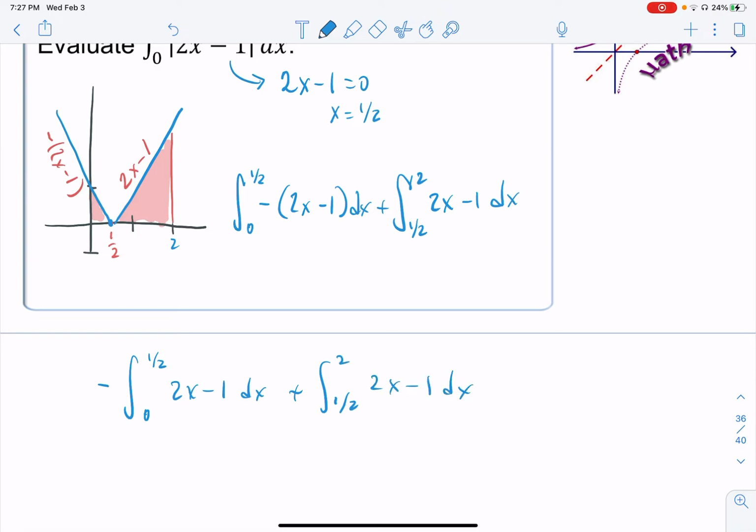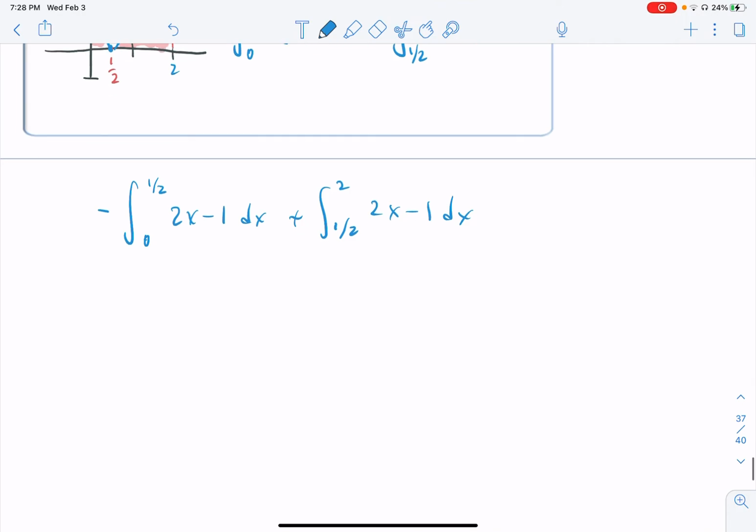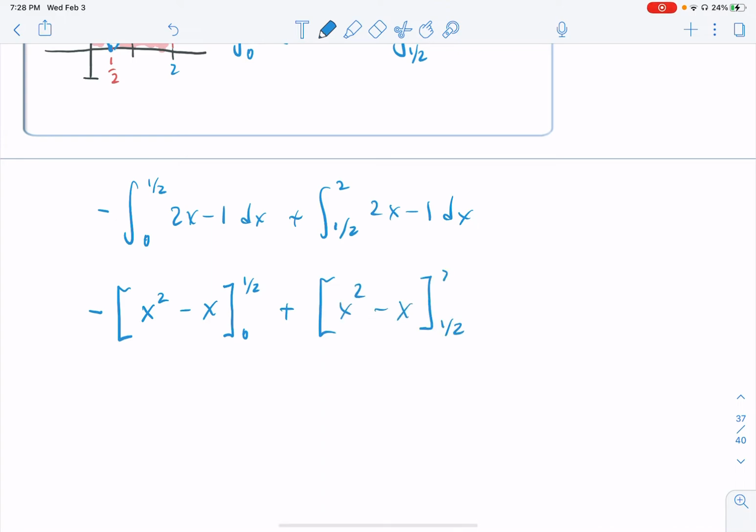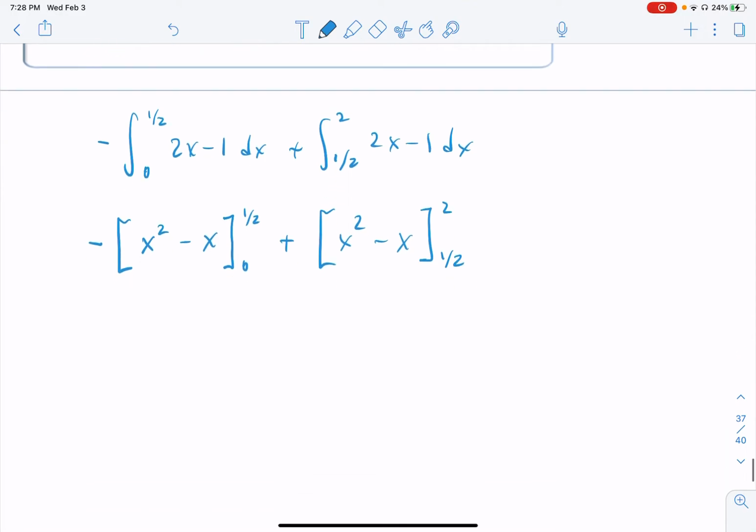Okay, very good. So let's find the antiderivative of this guy, and I'll only have to do it once essentially, but I'm going to have different limits of integration to plug into each one of these. So negative of antiderivative of 2x minus 1, increase power by 1, it's going to be 2, and then divide by it, it's just going to be an x squared minus an x. And we're going to evaluate that from 0 to a half. That should be pretty easy. Plus, same exact antiderivative, x squared minus x, this time from a half to 2. Okay, all right then.